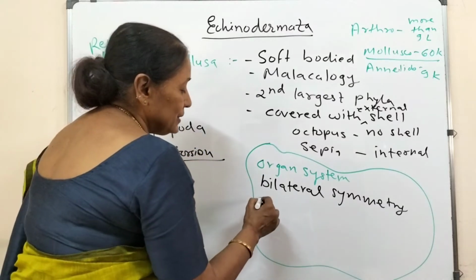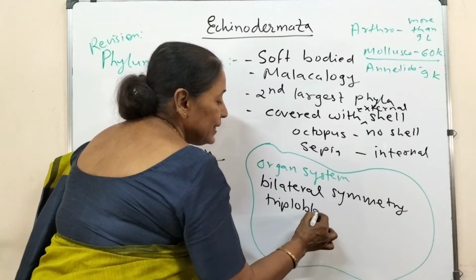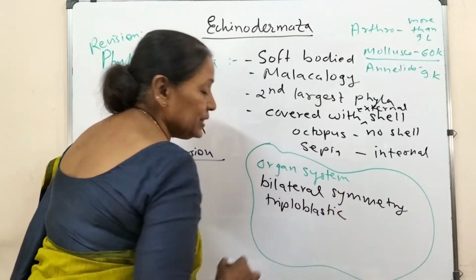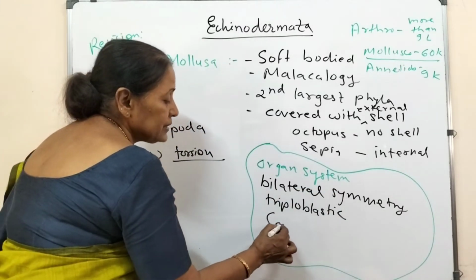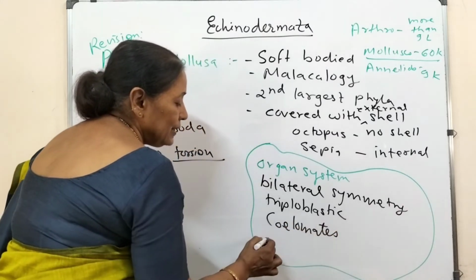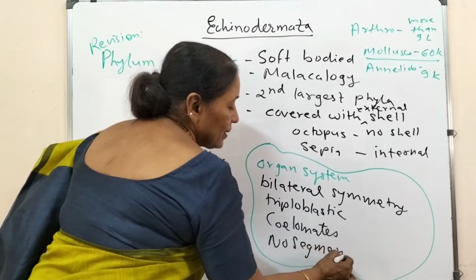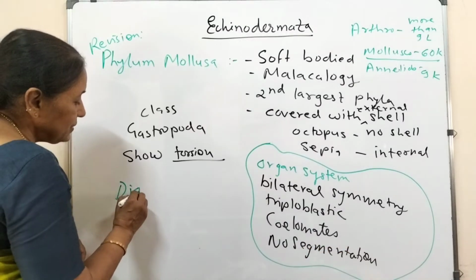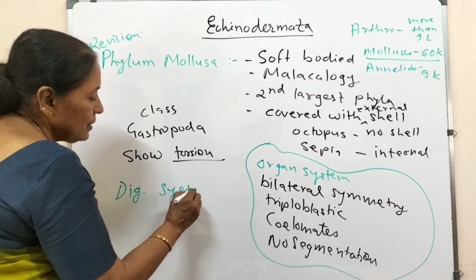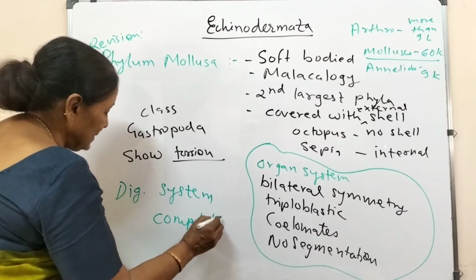Then they are triploblastic. They have 3 germ layers at the embryonic stage. They are coelomates. True coelom is present and there is no segmentation of the body. About their digestive system, it is complete. Complete means it contains both mouth as well as anus.